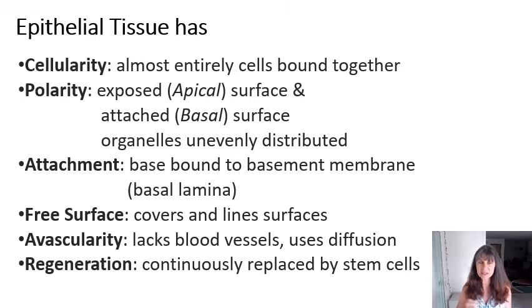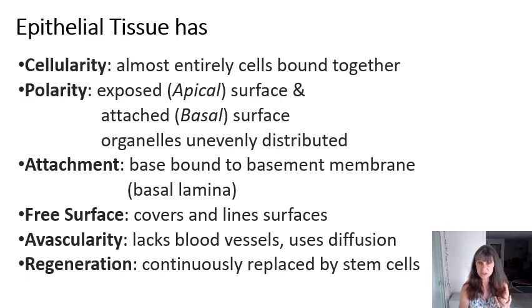The epithelial tissue is going to be found attached to a thin, non-living layer called the basement membrane. The basement membrane actually has more layers. It's more than just the basal lamina. We'll talk about that in just a second. So the free surface is going to be what we can see covering and lining surfaces. Like you can see the free surface of your skin.